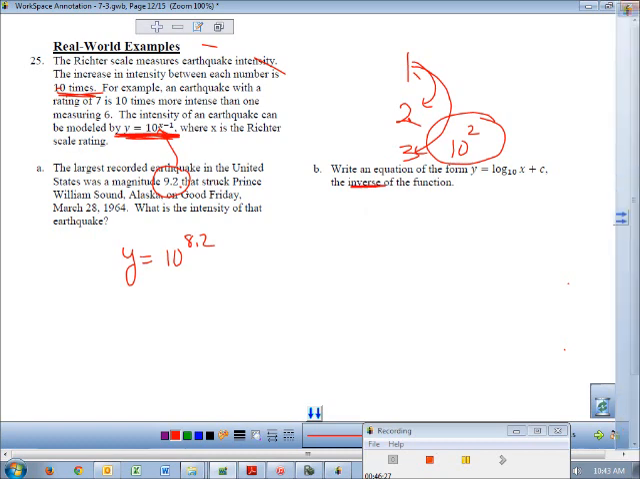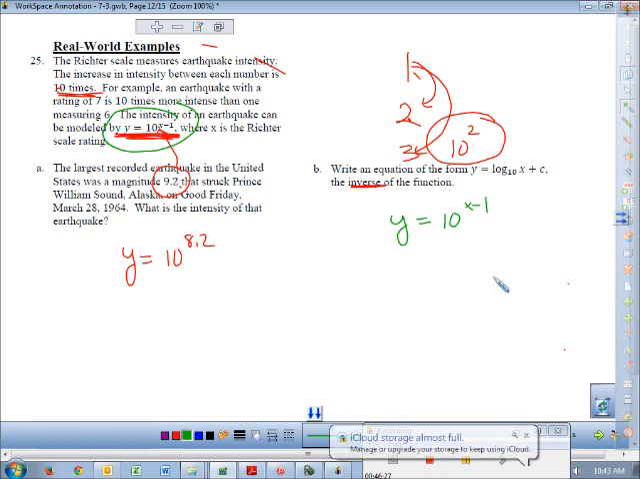Cool? So that goes back to our little 4-step process. Start with this guy. y equals 10 to the x minus 1. Isn't that the equation they gave us originally? Correct? If we want to write the equation of the inverse, what is the first thing that we got to do to that? Switch what? Switch x and y around. Cool? Now we got to solve for y.